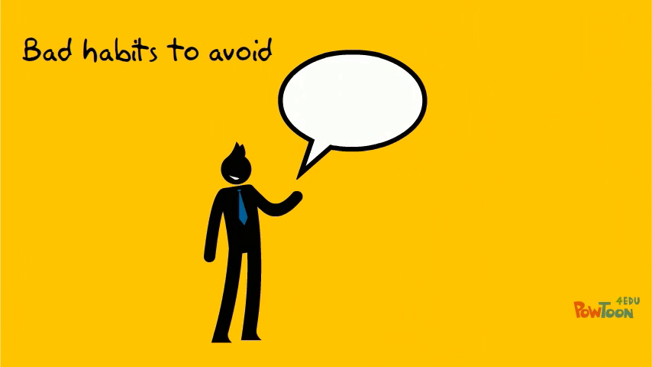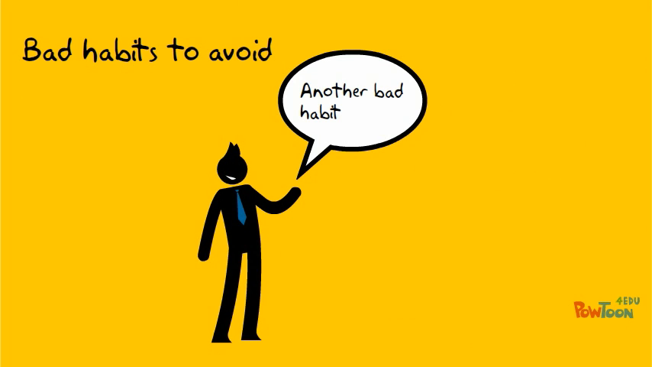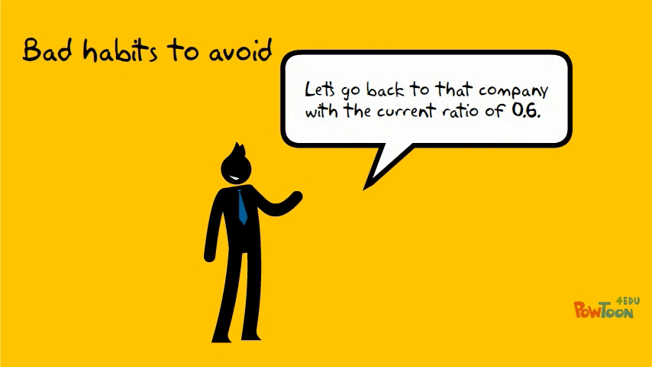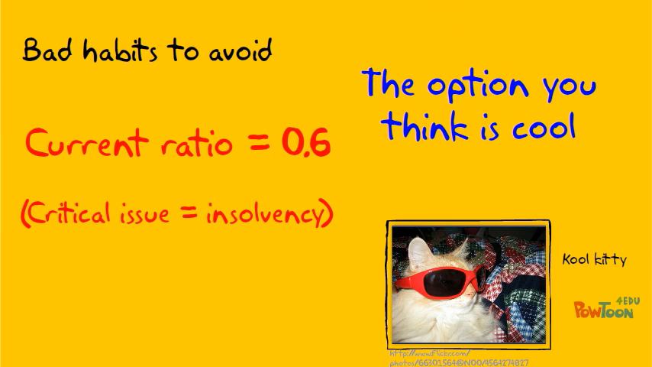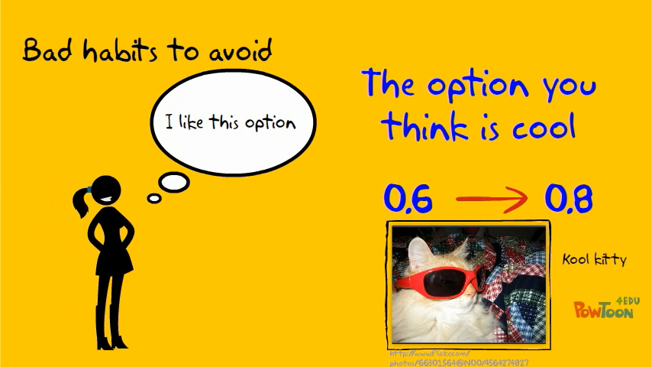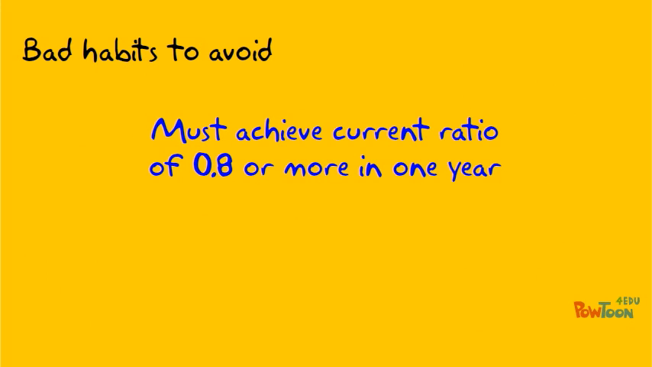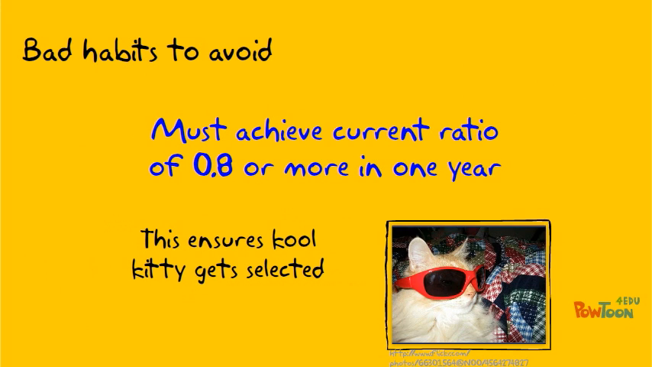Let me give you an example of another bad habit that I sometimes see. Let's go back to that company with the current ratio of 0.6. Let's say you analyze some options. You calculate that the option that you think is really cool will improve the current ratio from 0.6 to 0.8. You like the option, so therefore you set your decision criteria as must achieve current ratio of 0.8 or more in 1 year to ensure the option that you like gets selected.